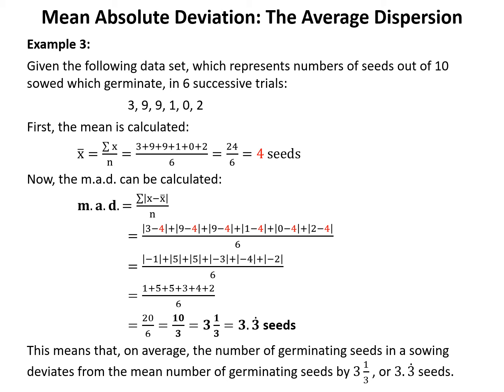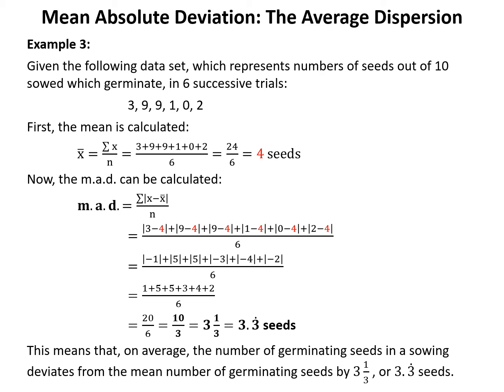So what we do is we add up, for each of the individual values, the difference between that value and the mean, which we've just calculated to be 4, and we take the absolute value of each of those differences. We add them up and divide by 6.